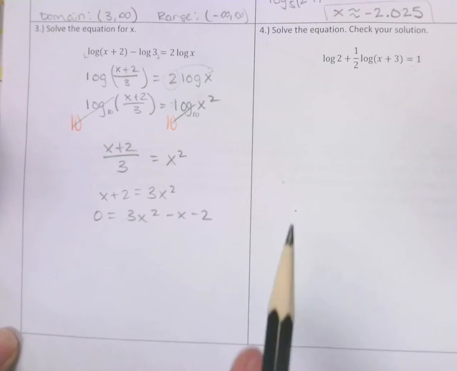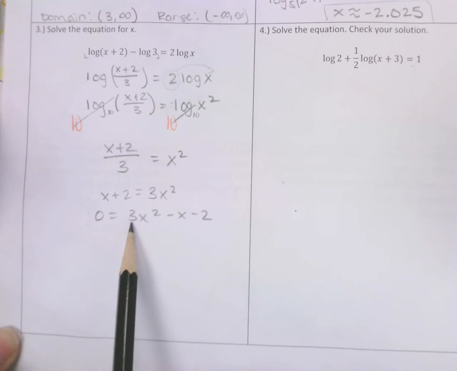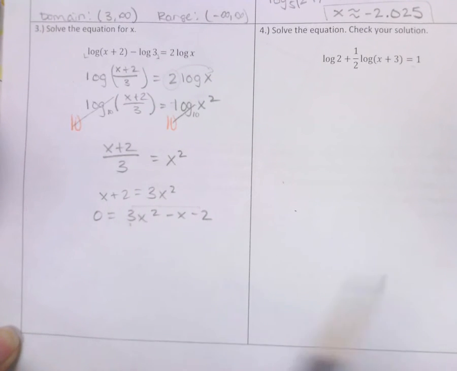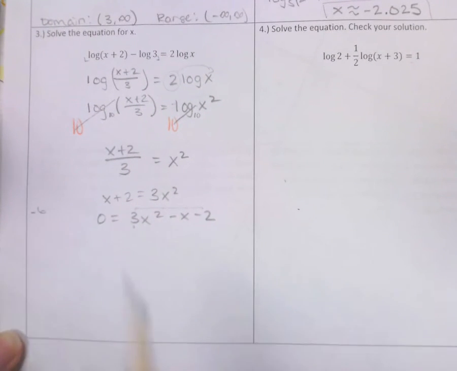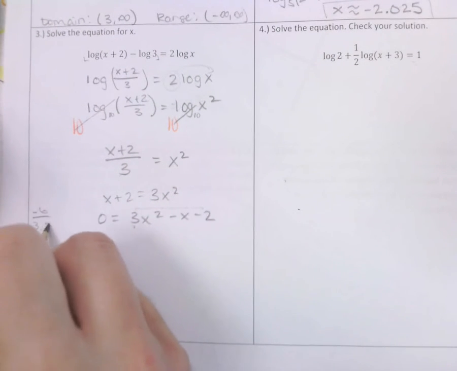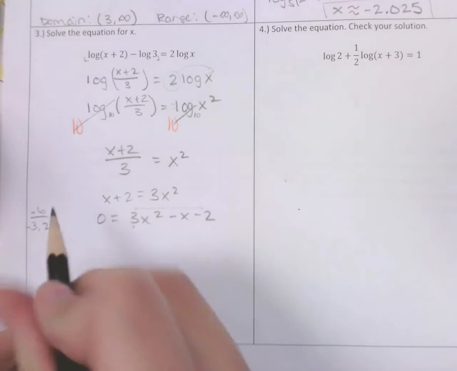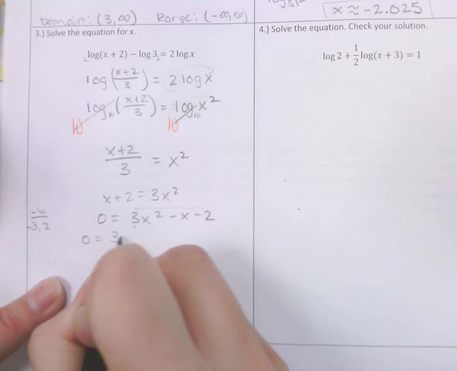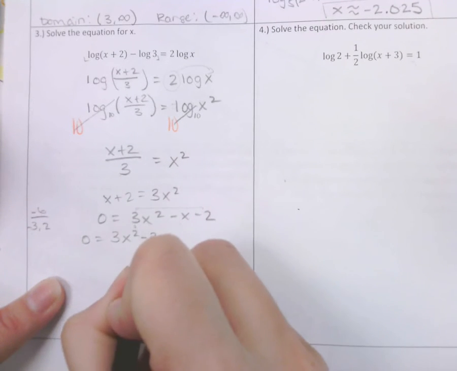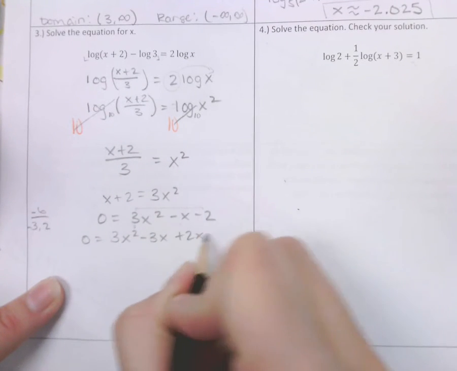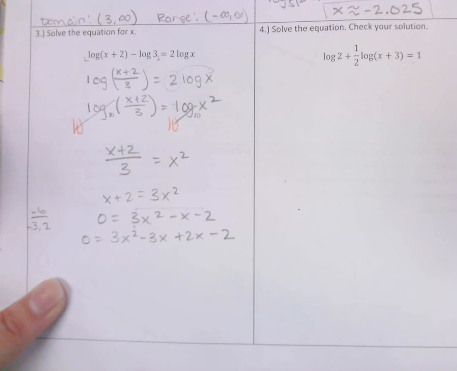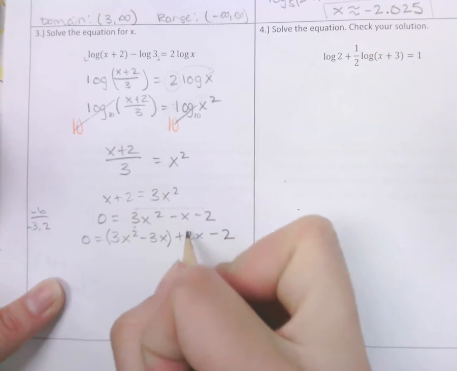So, factoring. Since this is a 3, I'm going to take 3 and negative 2. I'm going to multiply those together. I get negative 6. Factors that would add to negative 1 would be negative 3 and positive 2. So, rewriting this, I'd get 3x squared minus 3x plus 2x minus 2. So I'm just splitting up the middle term into 2 terms so that I can factor by grouping.